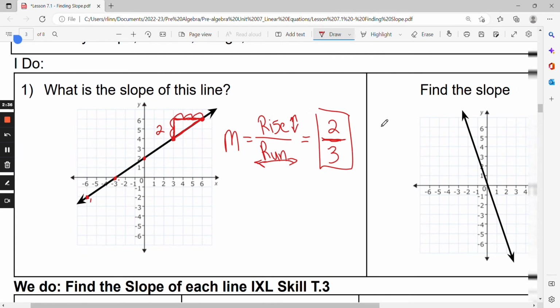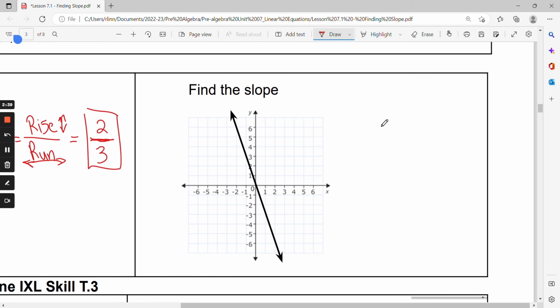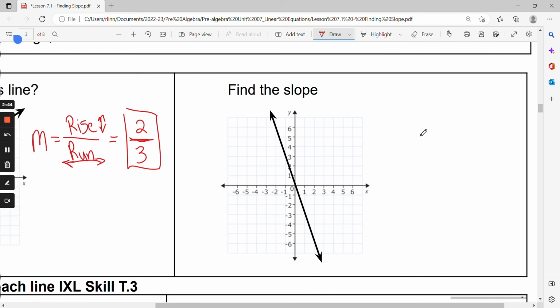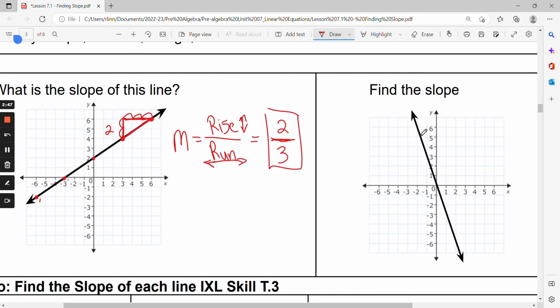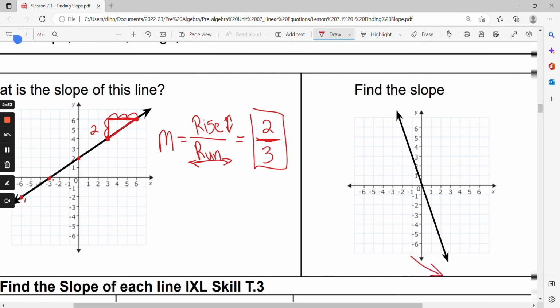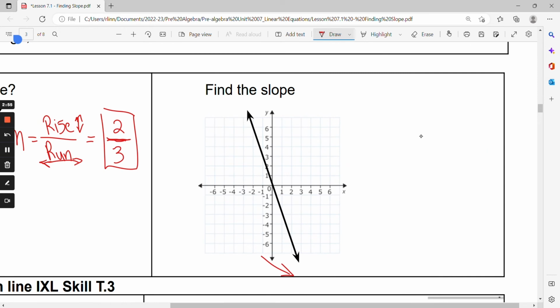Now, looking over at the next problem, I need to also find the slope of this line. And looking at this, before I even do anything, I can see a big difference between the first one and the second one. And my big difference is this one is pointing down. As I read from left to right, I see that this is starting to point down. So I know that my slope is going to be negative. So I'm going to go ahead and just put a big negative sign right there, so that way I know it's going to be a negative slope because it points down.